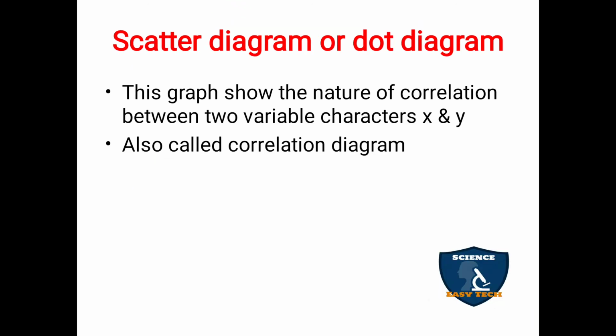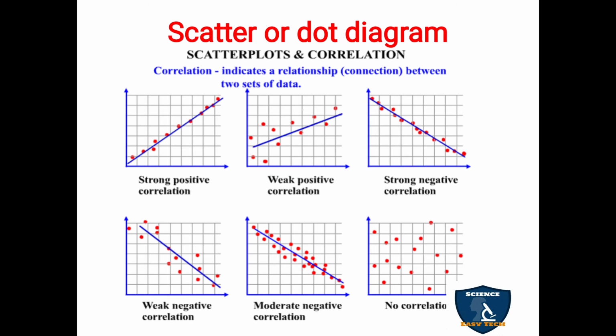Next is the scatter diagram or dot diagram. This scatter diagram is very useful when you are studying the correlation between two variables, x and y. It is also called a correlational diagram. You will be using this in correlation. Examples of scatter diagrams show strong positive correlation, weak positive correlation, strong negative correlation, weak negative correlation, moderate negative correlation and no correlation. I will explain this in detail in the correlation video, but just now you have a look into it.